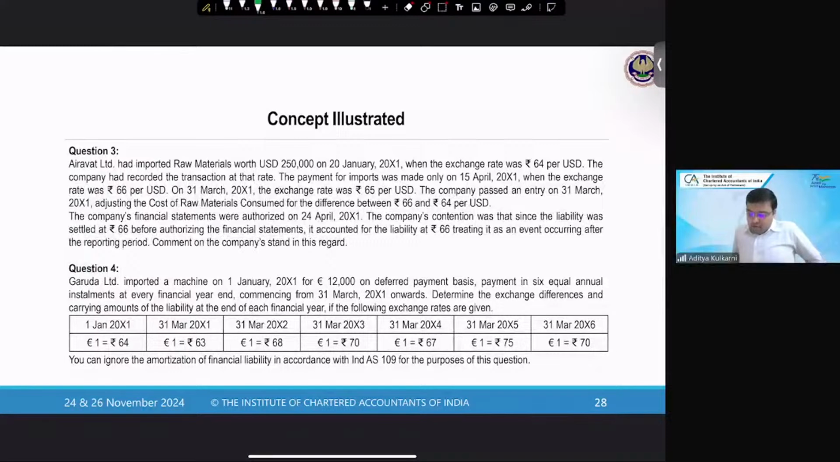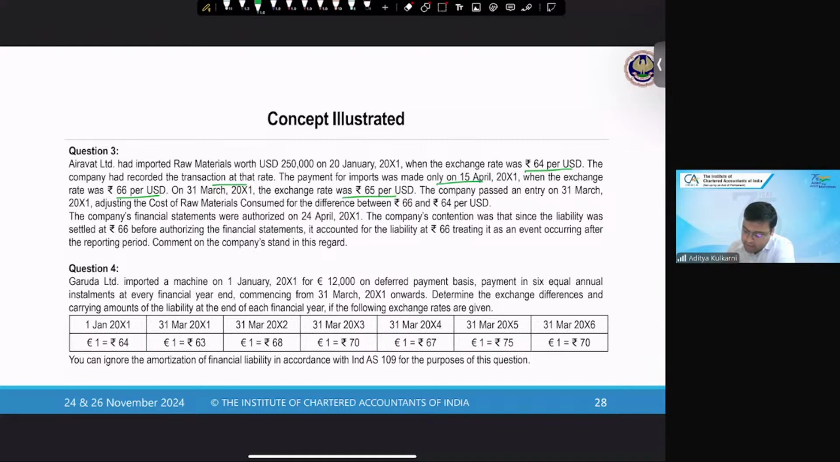Airavat Limited had imported raw materials worth $250,000 on 20th January when the exchange rate was 64 per USD. The company had recorded the transaction at that rate. The payment for imports was made only on 15th April when the exchange rate was rupees 66 per US dollar. On 31st March, the rate was 65. The company passed an entry on 31st March adjusting the cost of raw materials consumed for the difference between 66 and 64 per US dollar.